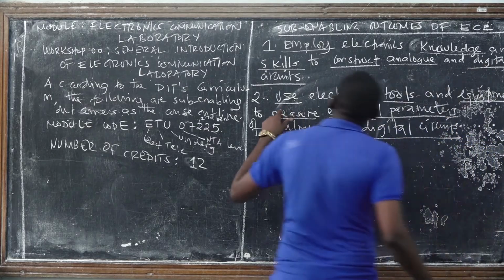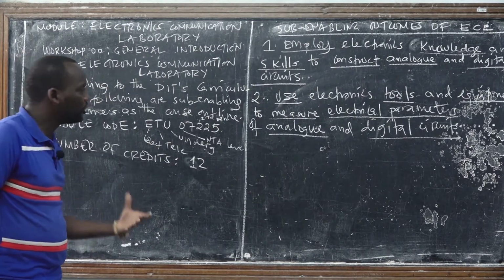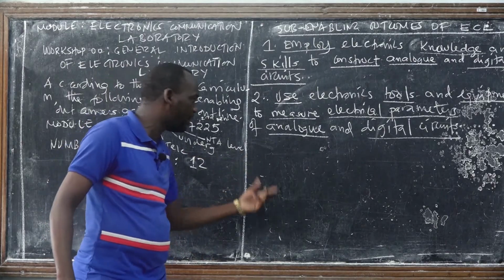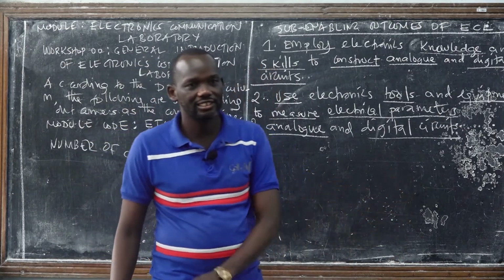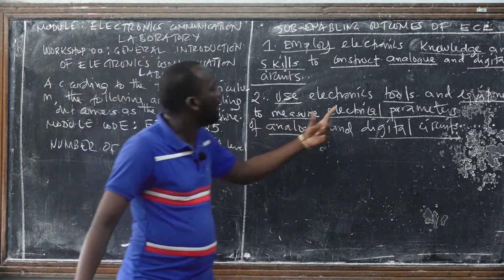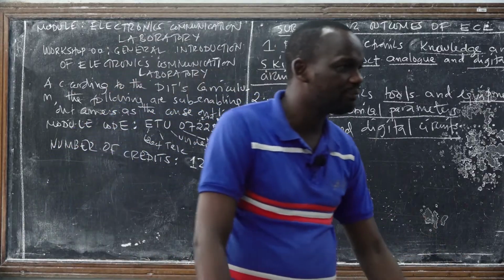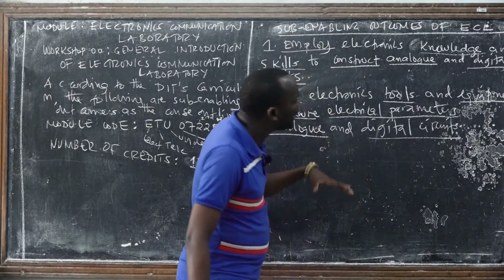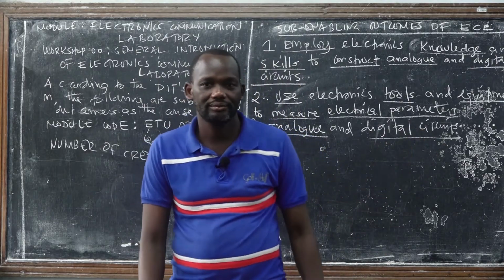But the second is sub-enabling outcomes. As the teacher, I have to make sure that I coach you to use electronic tools and equipment to measure electrical parameters found in those analog circuits and digital circuits. Remember, the module does not demand me to teach you about electronic tools and equipment. I have to find out that you know how to use them. I will ask you to measure the following electrical parameters in this particular analog circuit, in this particular digital circuit.